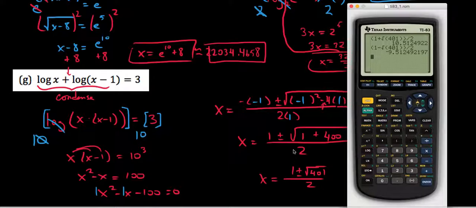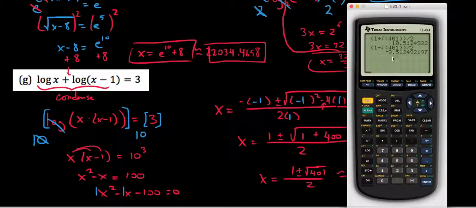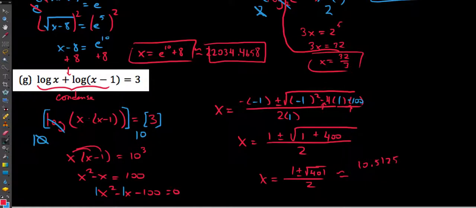So I want you to list them both algebraically. 10.5125, so approximately 10.5125. But we also approximately got -9.5125, so about -9.5125. With respect to both of our solutions here, I'll box them both.